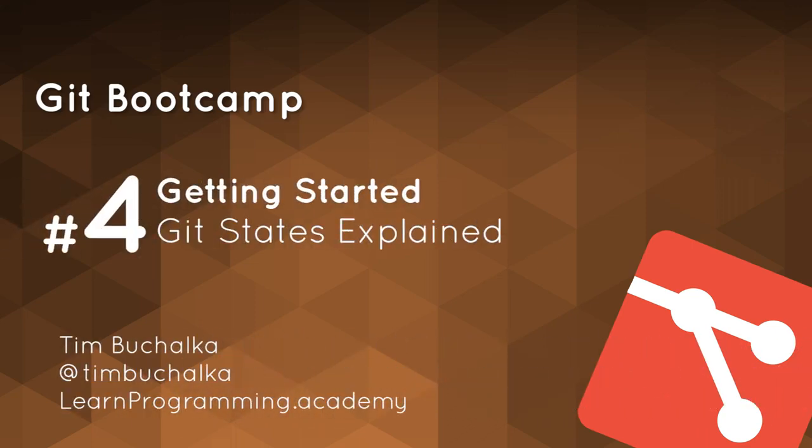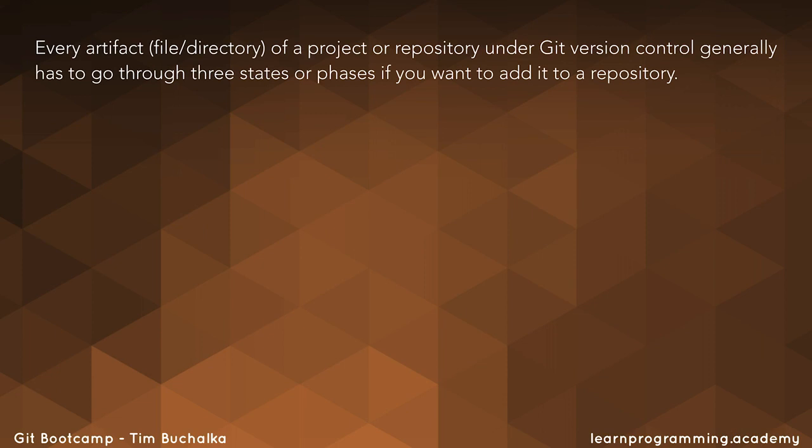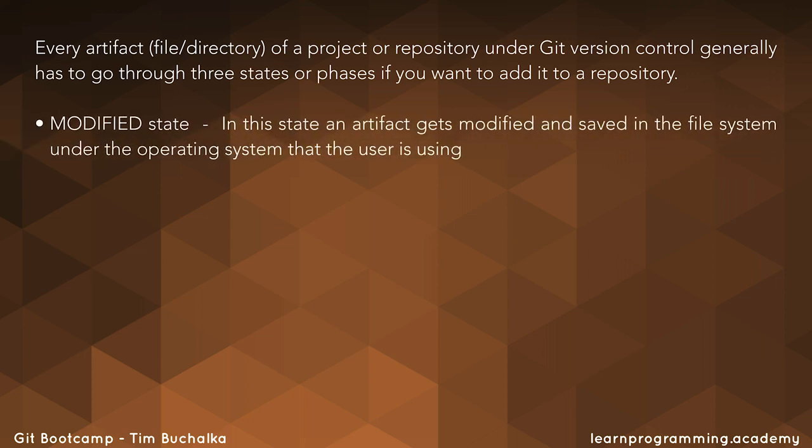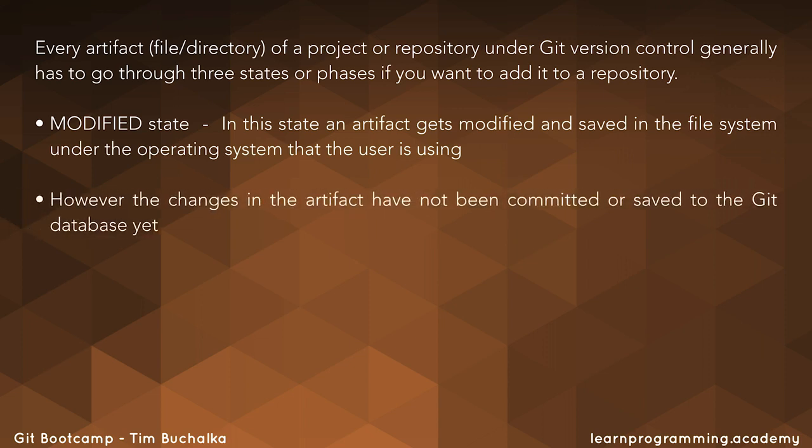So every artifact, remembering that an artifact is a file or a directory of a project or repository under Git version control, generally has to go through 3 states or phases if you want to ultimately add it to a repository. So the first state is called the modified state, and in this state an artifact gets modified and saved in the file system under the operating system that the user is using. However, the changes in the artifact haven't been committed or saved to the Git database yet.